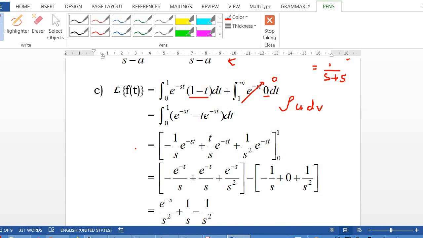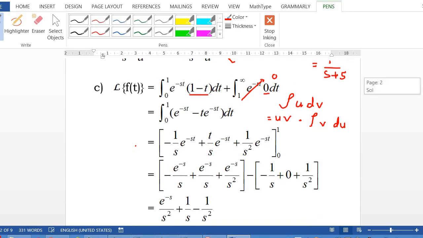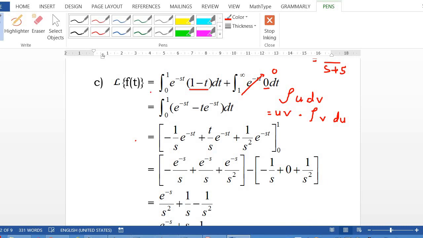You either use the integration by parts formula or the tabular method. If you use the by parts formula, you have to do it several times, where the integral of u dv is equal to uv minus the integral of v du. Since you have to do it several times, in this case I will solve it using the tabular method.